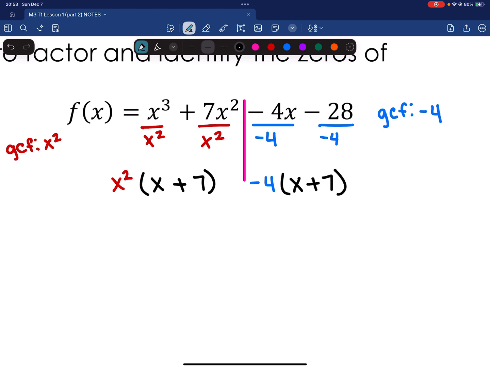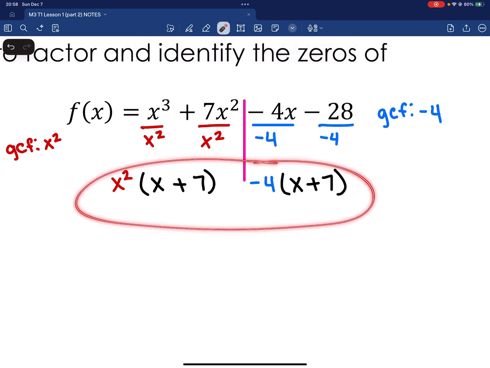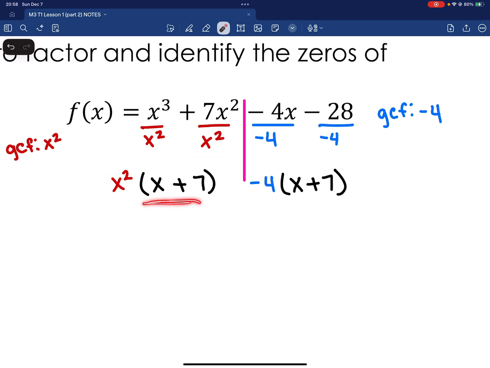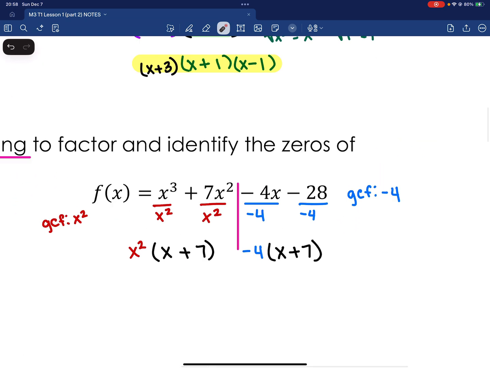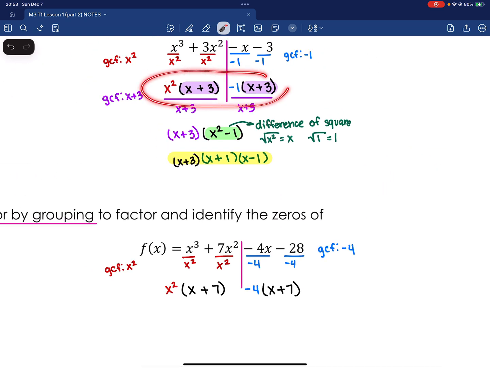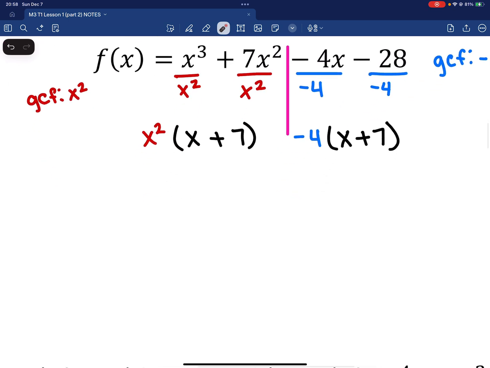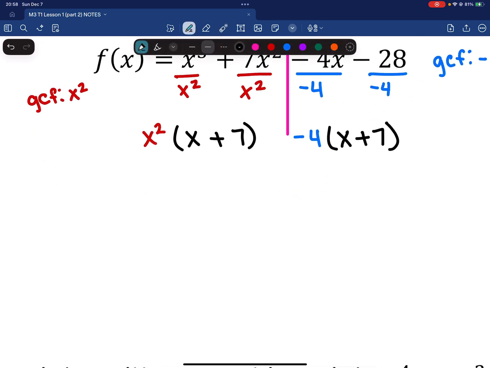Now, something I did not say in the last one is that you know you're doing this correctly when you get to this step and there's a greatest common factor inside the parentheses. It happened in the previous problem as well. Once we got to this step, we had a greatest common factor. That is your way of self-checking as you go through this process.